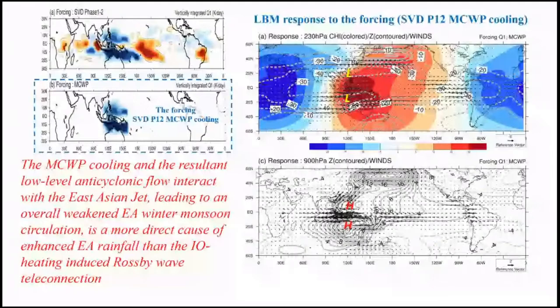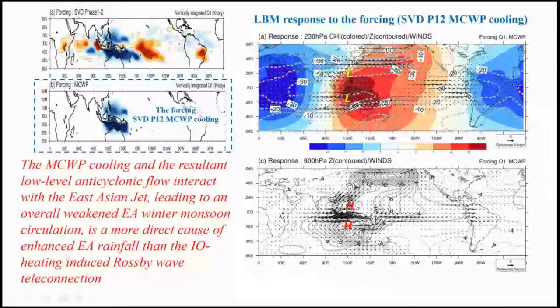So you can see that if we just apply a cooling in the MCWP region, the response is similar to the previous composite analysis. So we conclude that the MCWP cooling and the resultant low-level anticyclonic flow interact with the East Asian jet, leading to an overall weakening of the East Asian wind and monsoon circulation. That is a more direct cause of enhanced East Asian rainfall than the Indian heating induced Rossby wave interaction.